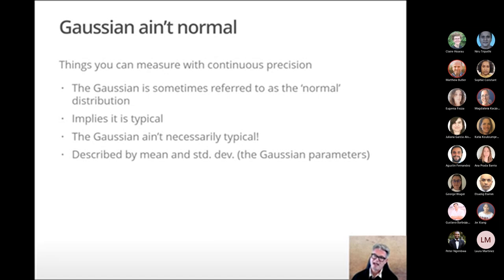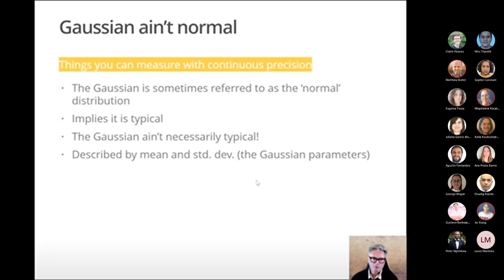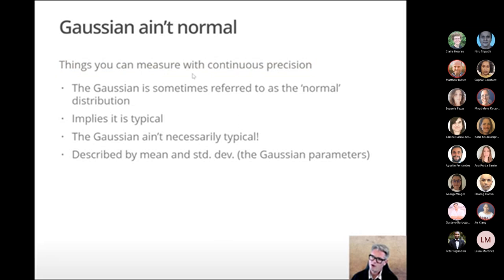So for a Gaussian distribution, the attributes of data that we would imagine and predict would fit the Gaussian are things that you can measure. And I said it in a specific way here: things that you measure with continuous precision or infinite precision. So these are things like human height, the weight of a cat, the length of a piece of string, and so on.